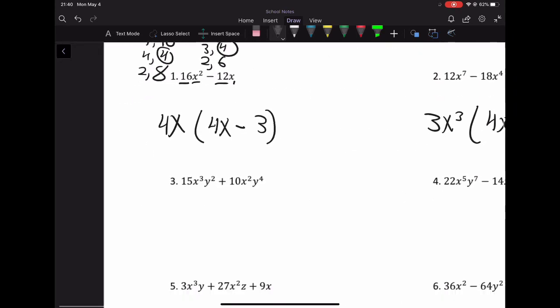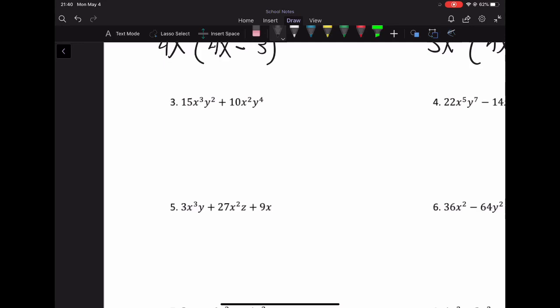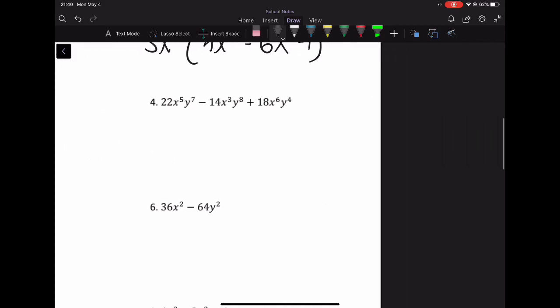Question number 3. GCF between these two numbers is going to be 5x squared, right? So we have that x squared and x cubed. Take out the lowest one, so x squared. Same thing with y squared. Divide these out. 3x, the y's will divide out, plus 2, x's will divide out, y squared. Next one.